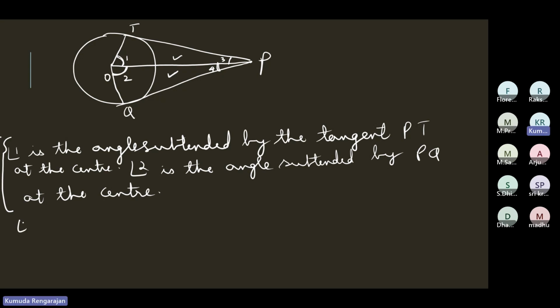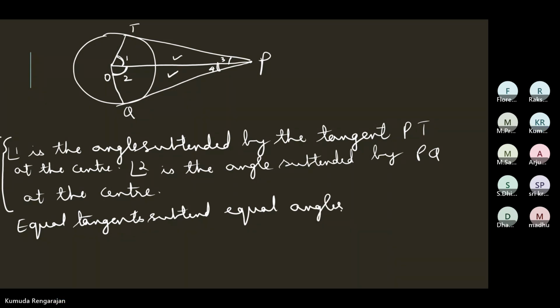Now we say that equal tangents subtend equal angles at the center. So that is trying to say that angle 1 is equal to angle 2. When tangents are equal, equal tangents will subtend equal angles at the center. Since PT is equal to PQ, the equal tangents will make equal angles at the center.